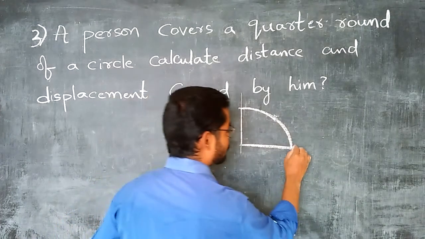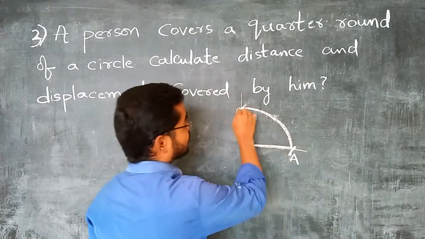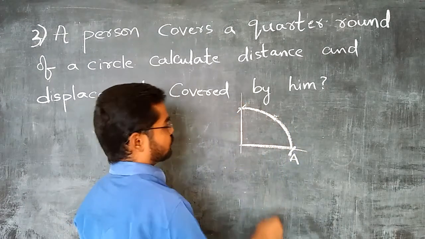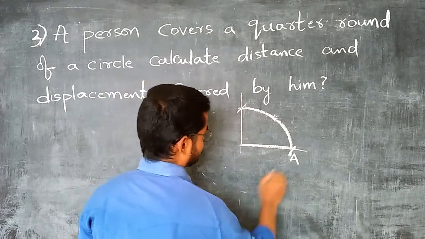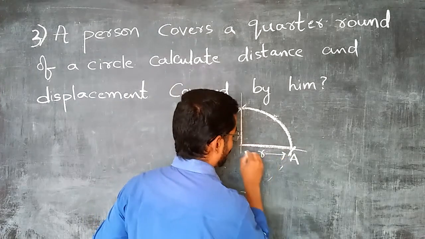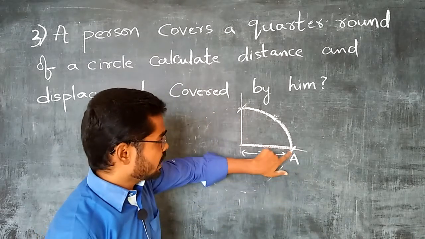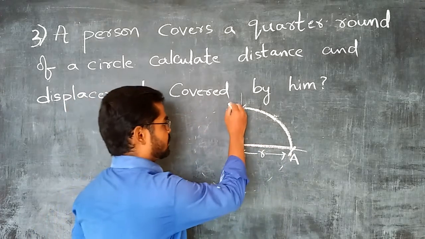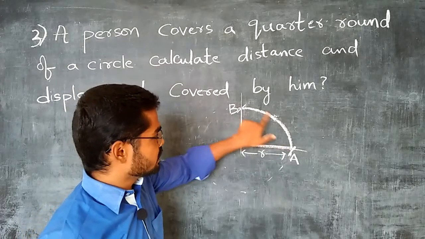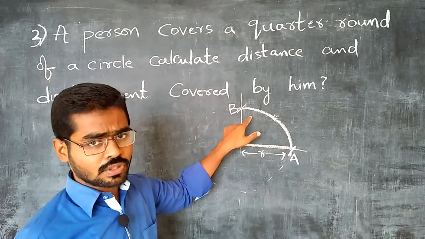So if a person is starting from point A and completing a quarter round, that means 1/4 round of a circle, so for a full circle, 1/4 part is this shaded part. Radius is R. What is the distance and what is the displacement? The person starts from point A, travels on this circular path, covers 1/4 part, and reaches point B. So what is this distance? This A to B is 1/4 of the circumference.